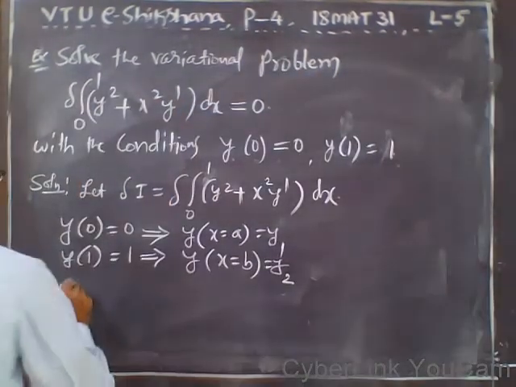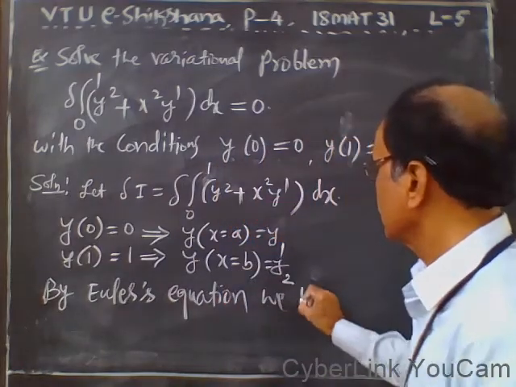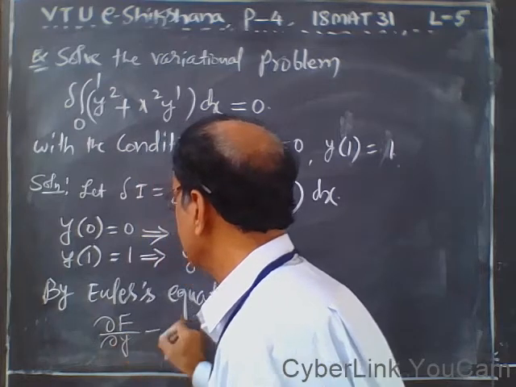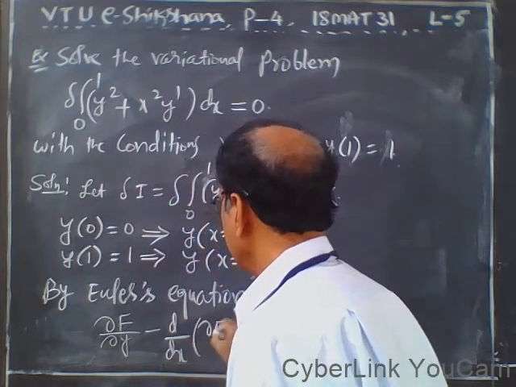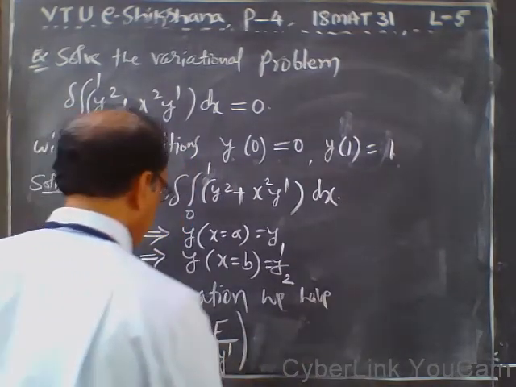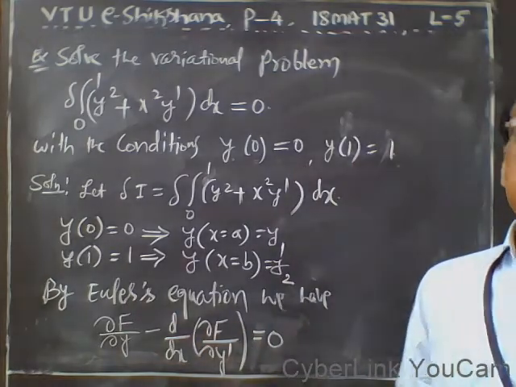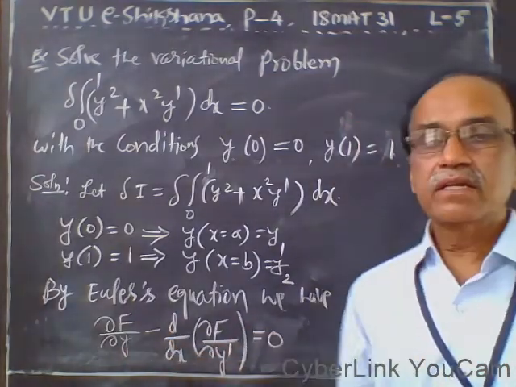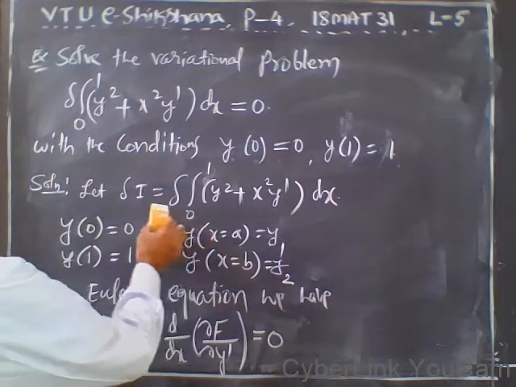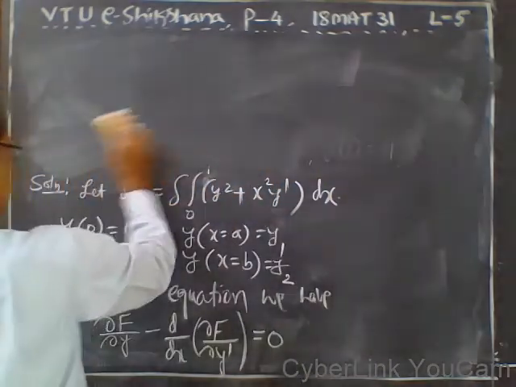Next, by Euler's equation, what is that differential equation? Del f by del y minus d by dx of del f by del y dash is equal to 0. Let us calculate these two derivatives, del f by del y and del f by del y dash, from the given functional. Of course, we have to separate the terms and then differentiate the given functional.